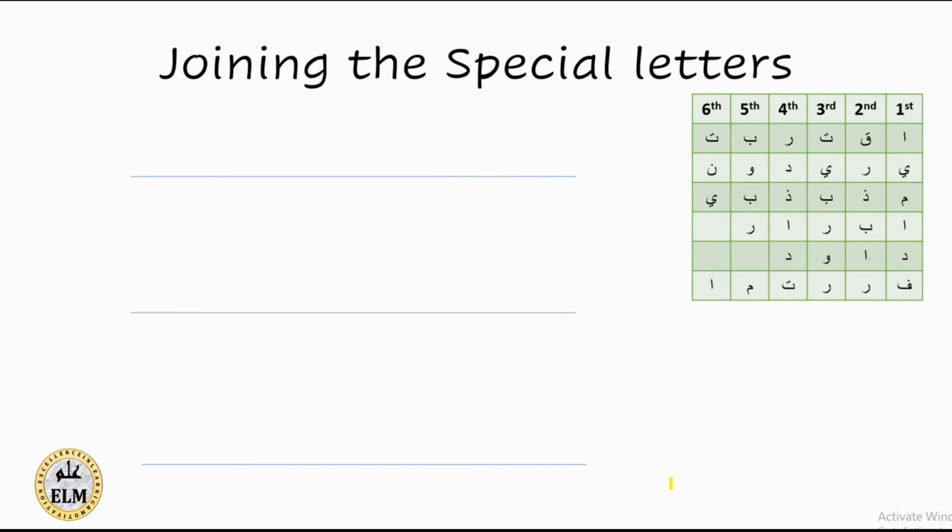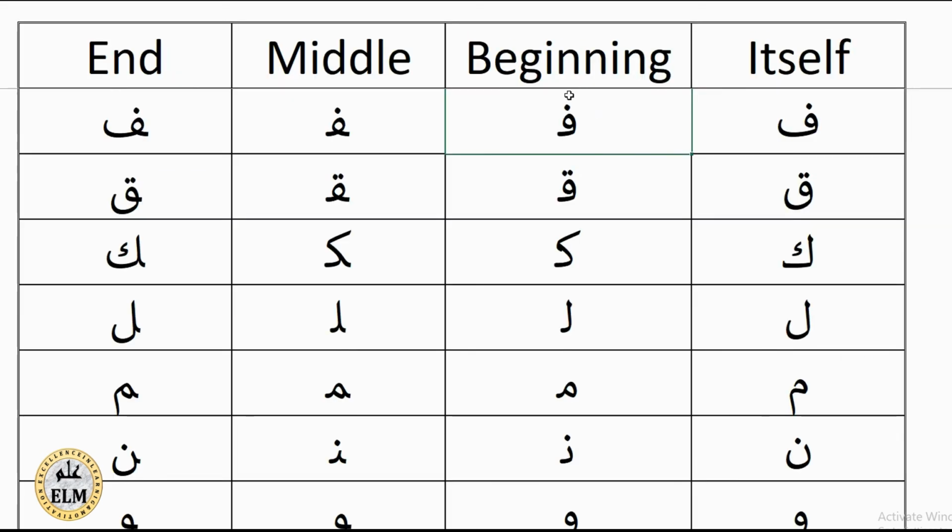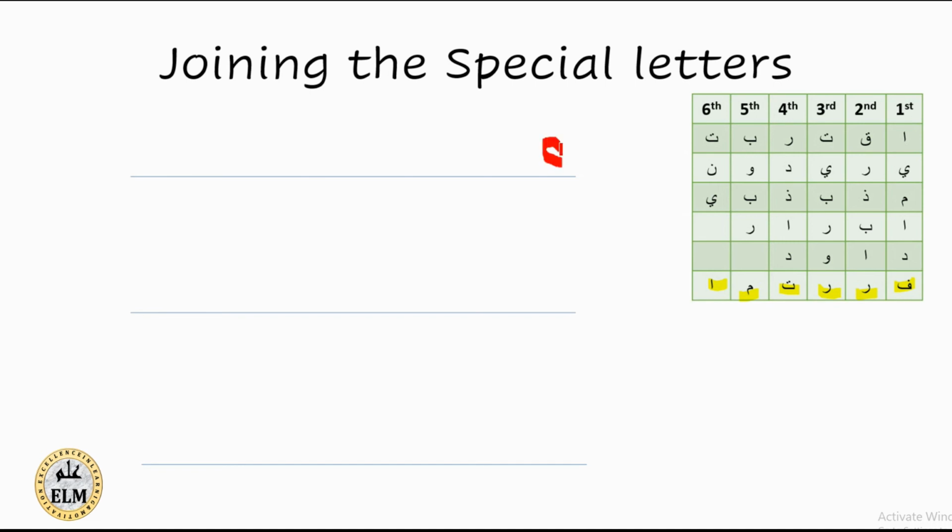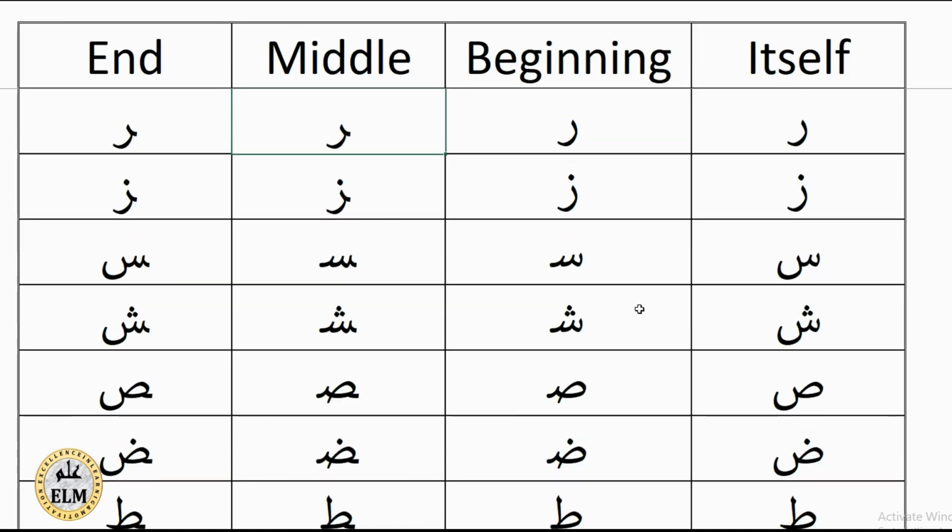The next word we have is fa, ra, ta, mim, and alif. Let's join this one. So the beginning is fa and the end is alif. Let's see how fa looks in the beginning of the word. This is how fa looks. Let's copy it. Fa. The next letter is ra. Ra is in the middle of the word. So ra, ta, mim, they are all in the middle. Let's copy the middle form of ra. This is how ra looks in the middle. Let's copy this.